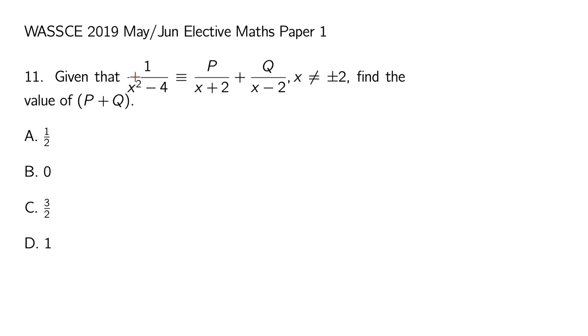We have question 11 here, and we are given this problem. Given that 1 over x squared minus 4 is equivalent to p over x plus 2 plus q over x minus 2, where x is not equal to plus or minus 2, find the value of p plus q.